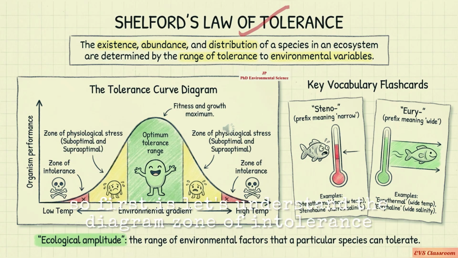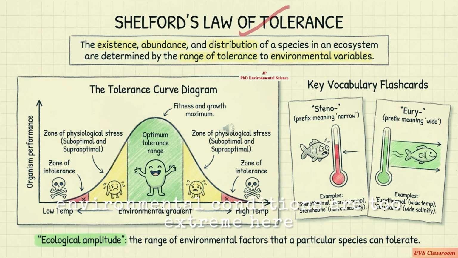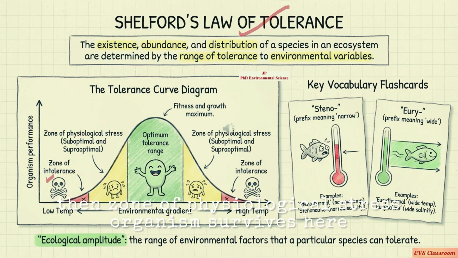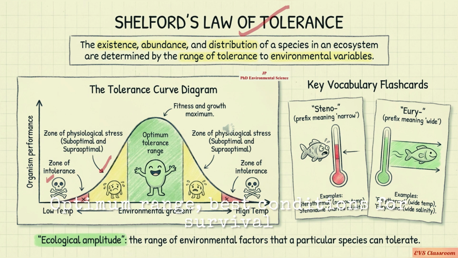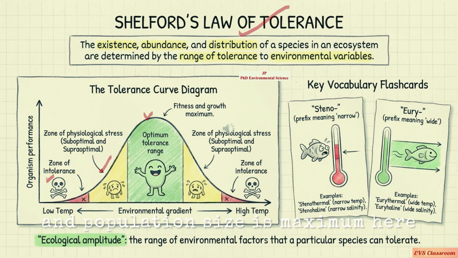Let's understand the diagram. Zone of intolerance. Environmental conditions are too extreme here and organisms cannot survive. For example, fish die in extremely hot water. Then zone of physiological stress. The organism survives here but is stressed. Growth and reproduction are poor. Optimum range: best conditions for survival, growth and reproduction, and population size is maximum here.